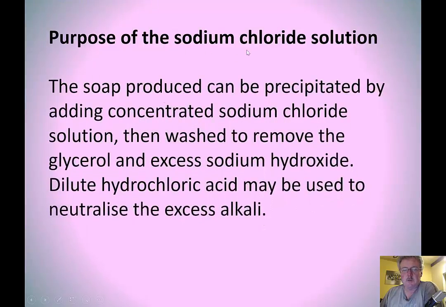So why did we add the sodium chloride solution? The soap produced can be precipitated by adding concentrated sodium chloride and then washed to remove that glycerol and extra sodium hydroxide. Dilute hydrochloric acid could also be used to neutralize the excess sodium hydroxide.